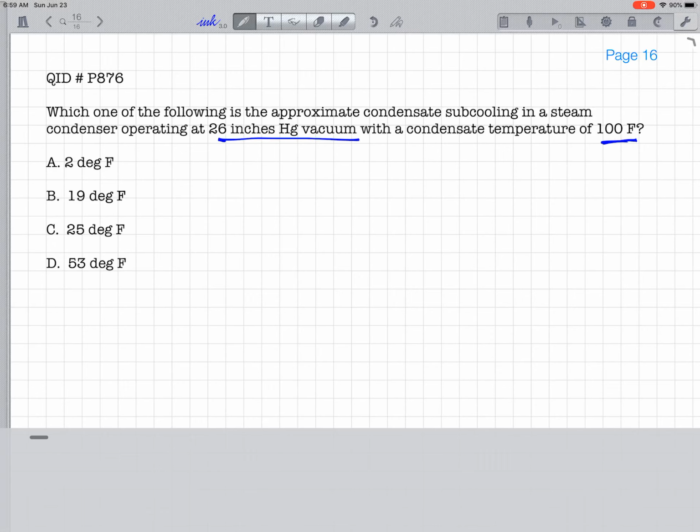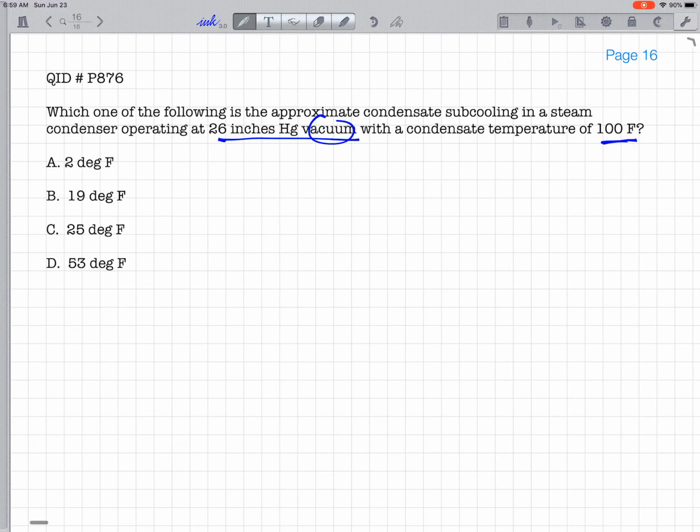So 26 inches of vacuum. Alright, so I got that. Which of the following is the approximate condensate subcooling in a steam condenser operating at 26 inches vacuum with a condensate temperature of 100 degrees Fahrenheit? Okay, so looking for a condensate depression, but calling it condensate subcooling. I like it.